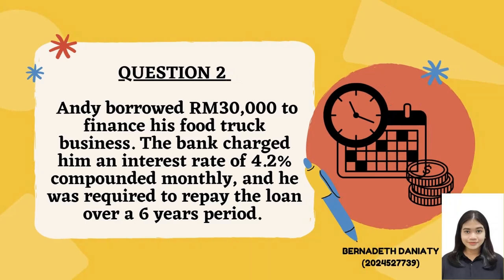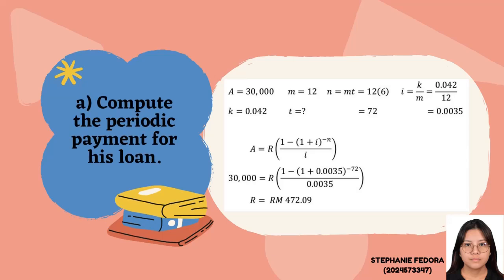Question 2. Andy borrowed 30,000 ringgit to finance his food truck business. The bank charged him an interest rate of 4.2% compounded monthly, and he was required to repay the loan over a 6 years period. Question 2a. Compute the periodic payment for his loan.